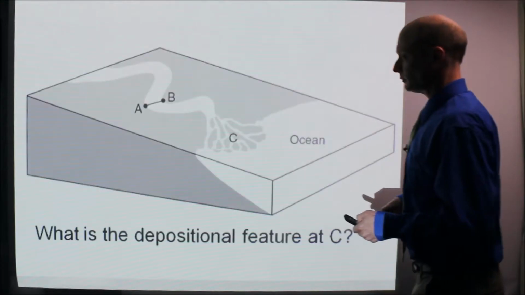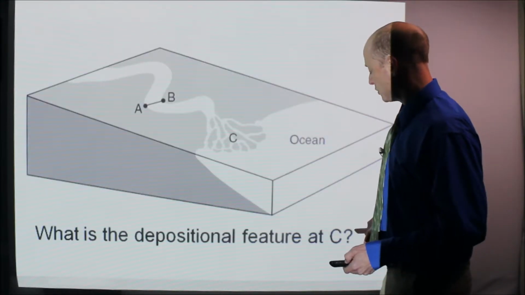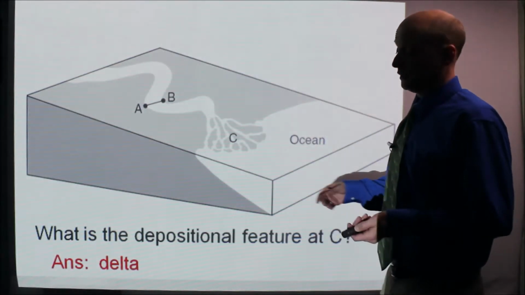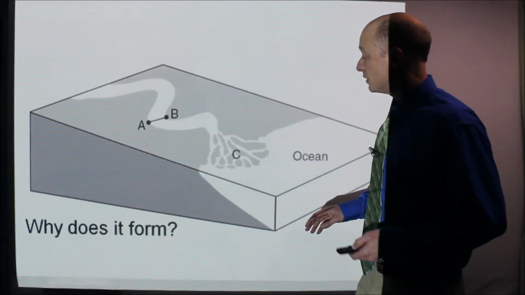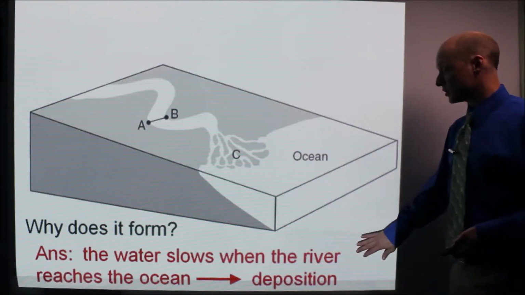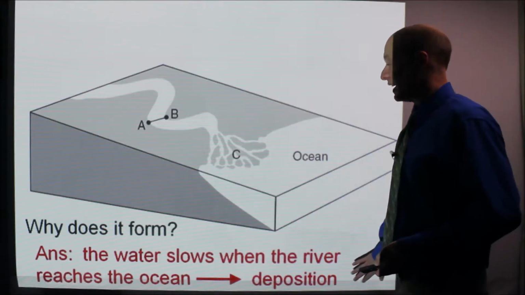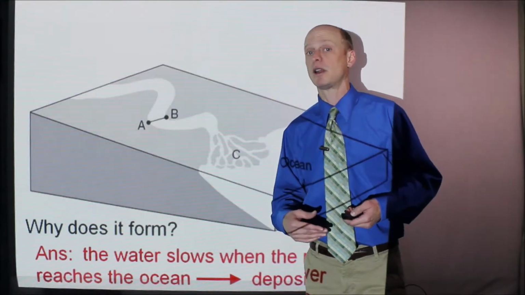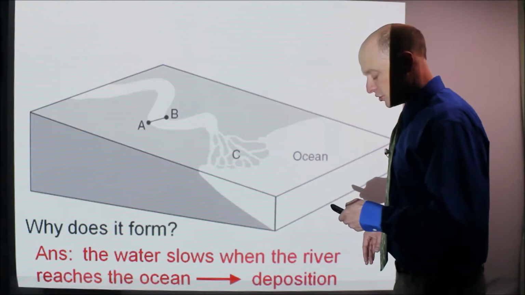Important. Okay, what is a depositional feature at sea? What's it called? This was a question. Answer, delta. Sometimes the question is this: why does it form? Why does the delta form here? What's the cause of it? And it's really because the water slows when the river reaches the ocean, and that causes deposition. The sediments are deposited because of this slowing water. Okay, so I really want you to understand that.